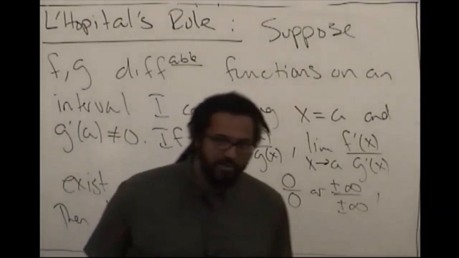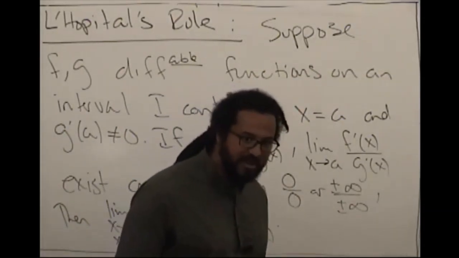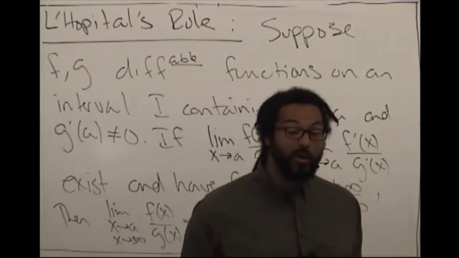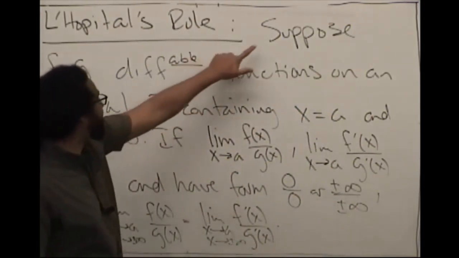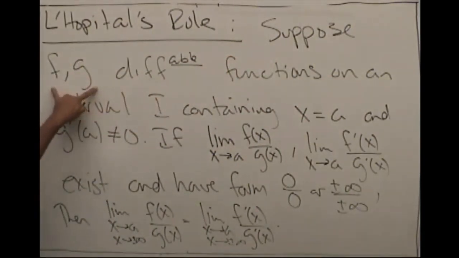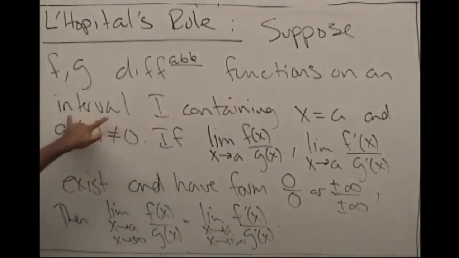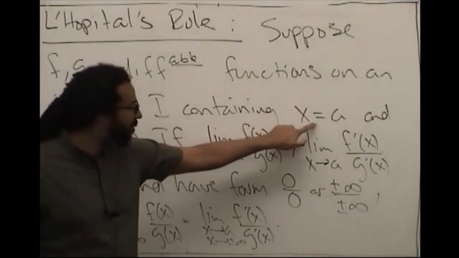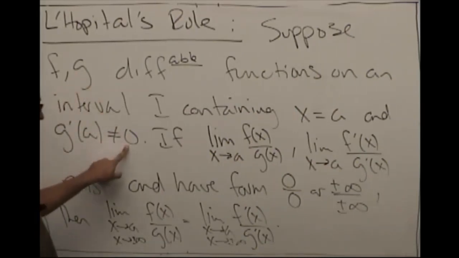Okay, here's what L'Hopital's rule says, and we want to be careful that we understand exactly what it says so that we know when we can apply this and when we cannot. So we've got two differentiable functions, f and g. Suppose f and g are differentiable functions on an open interval, or on some interval I containing the point x equals a. And suppose also that g prime of a is not equal to 0. So you take the derivative, plug in a, you don't get 0.